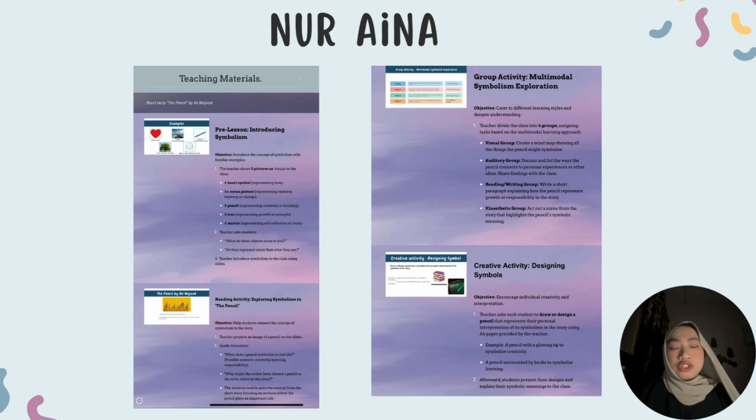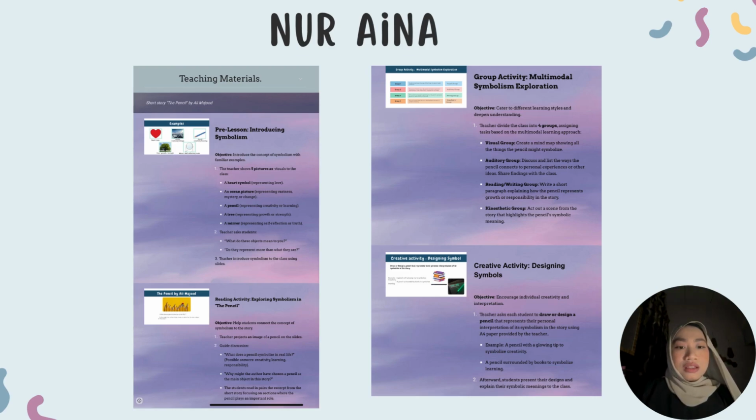After that, we have group activities. It is a multimodal symbolism exploration where the teacher will divide the class into 4 groups, assigning tasks based on the multimodal learning approach. The first one is the visual group, to create a mind map showing all the things the pencil might symbolize. The second is the auditory group, who will discuss and list the ways the pencil connects to personal experience or other ideas. They need to share the findings with the class also.